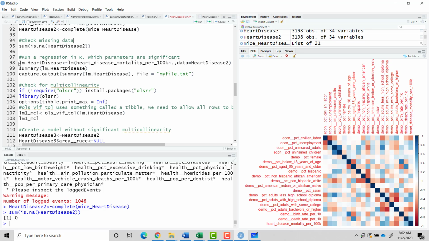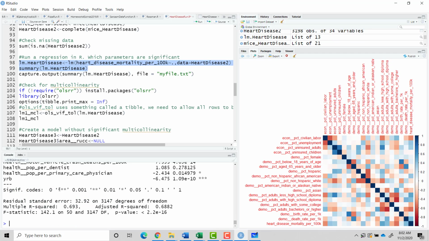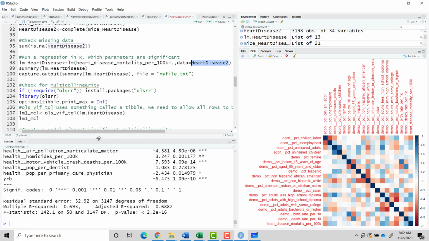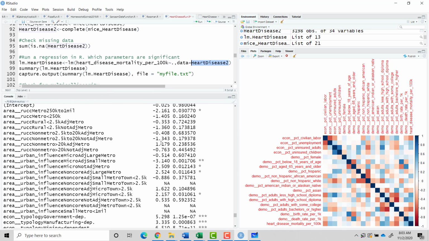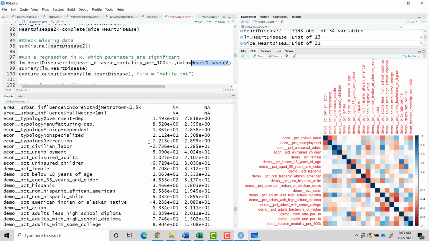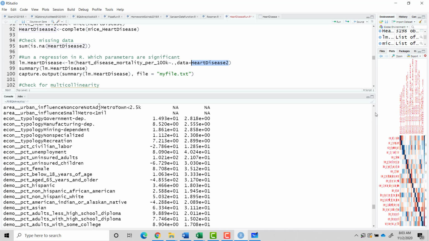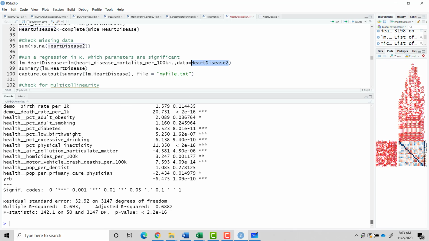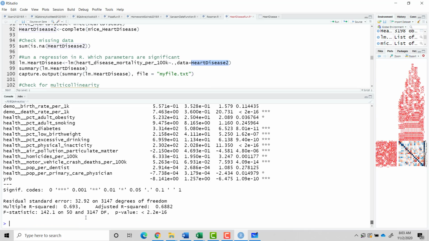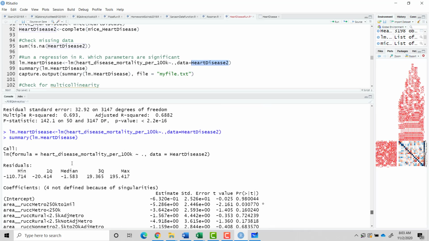So let's build a regression model. We're doing the usual, using the LM. The heart disease mortality is the dependent variable, and all my independent variables are included. So let's have a look at this. It's quite a big regression model, so let's make this a little bit larger. Let's run it again, and there, we got everything in the same column.